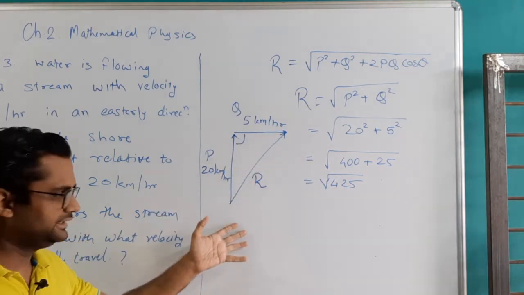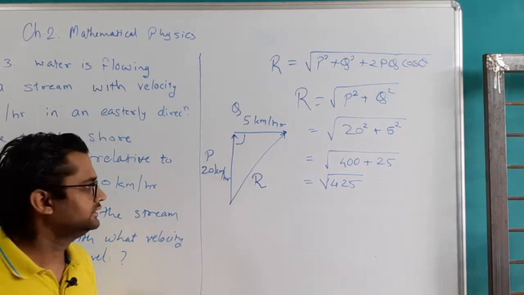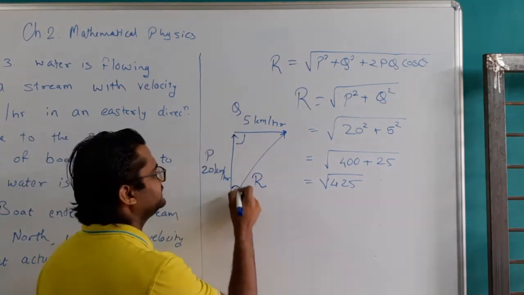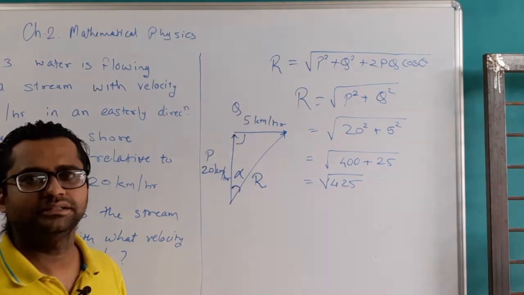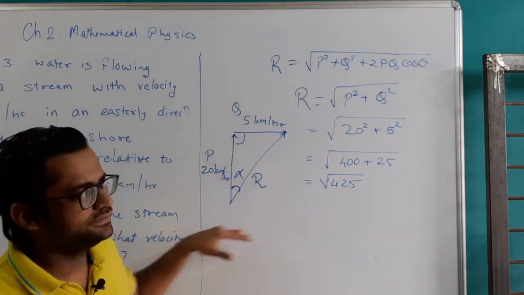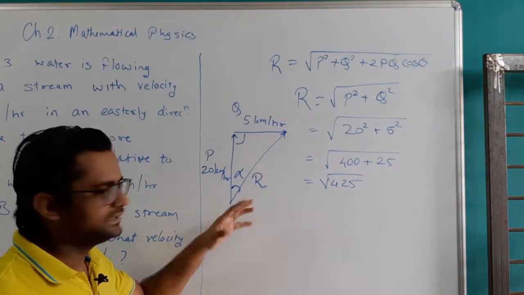And what will be the direction? We have to find the direction also. We can find the direction with respect to north. Let us say this is angle alpha, so we can find alpha, and it will be the direction with respect to north, or we can also find the direction with respect to west or east. Anything can be done.